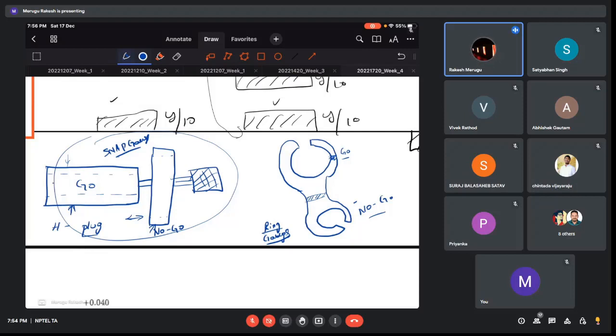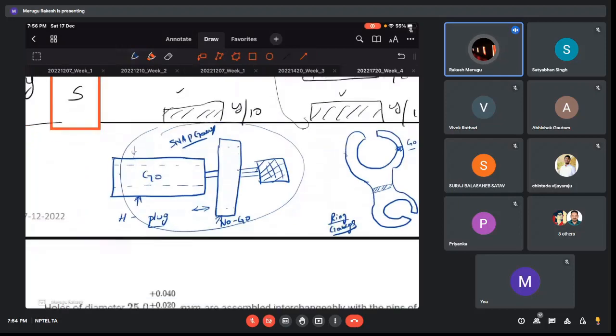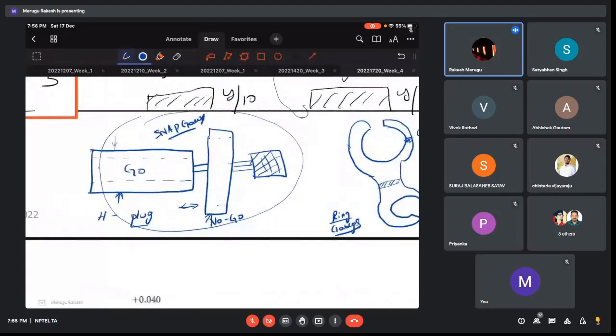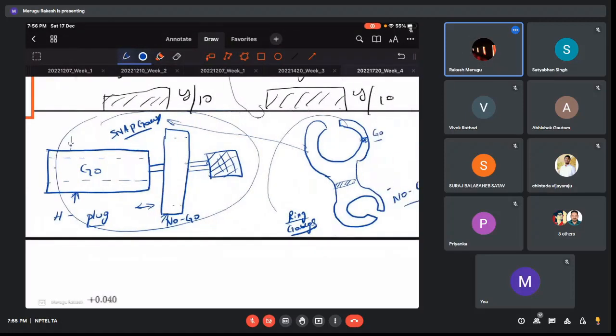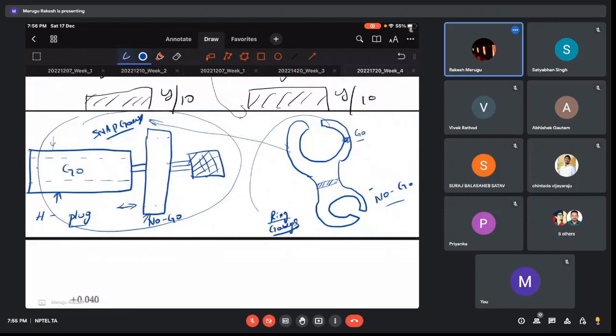Okay, any doubts? Sir, these both are called snap gauges. Yes, where you attach both go and no go gauges, we call it a snap gauge. So now, the concept is valid for hole and shaft separately.